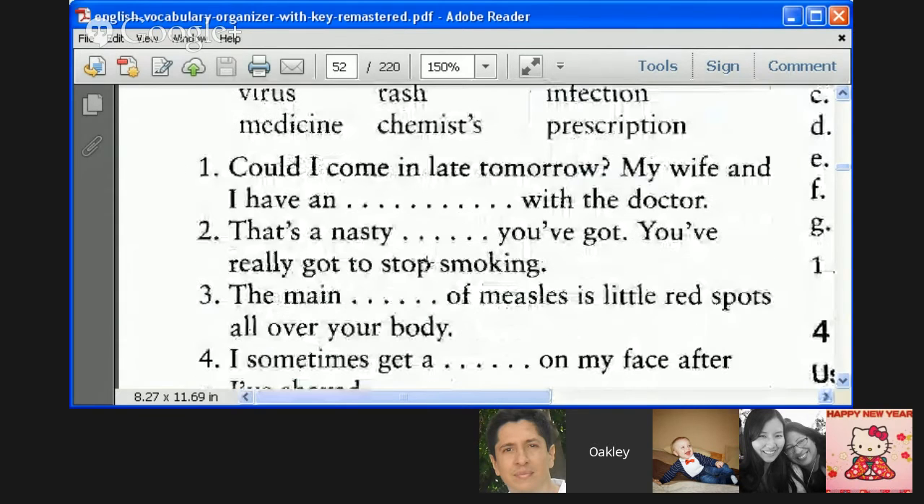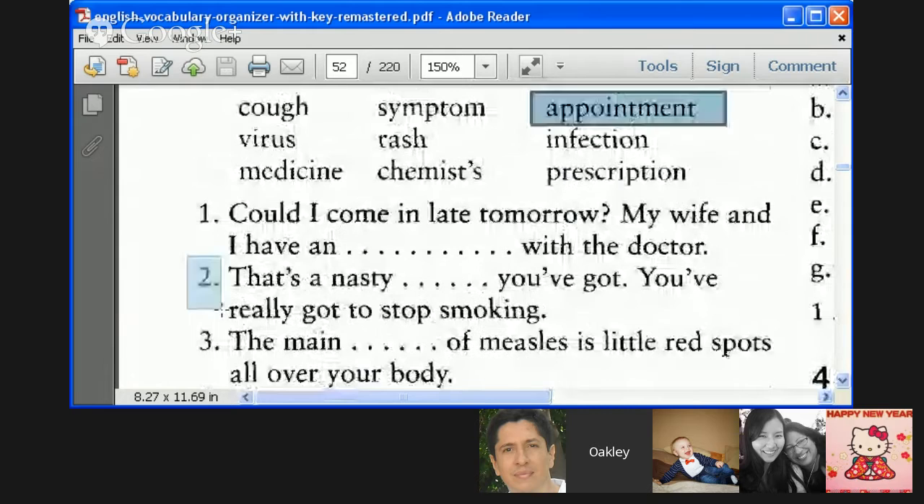Okay, let's continue. Number 2, Heidi. That nasty something you've got. You really have to stop smoking. Nasty cough. Yeah, probably cough.